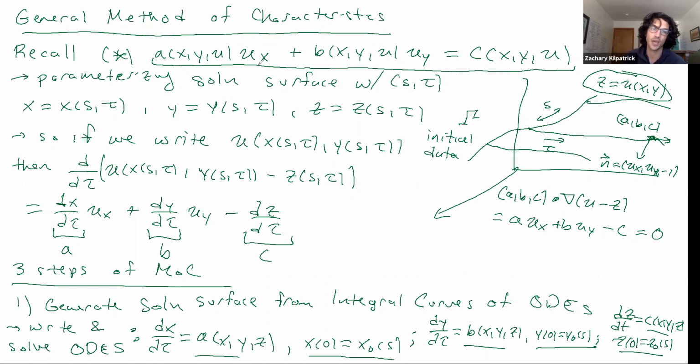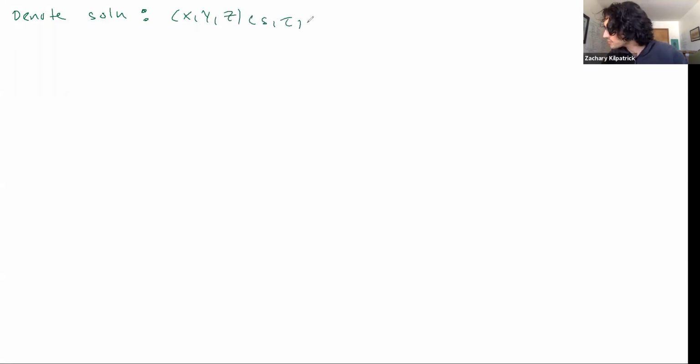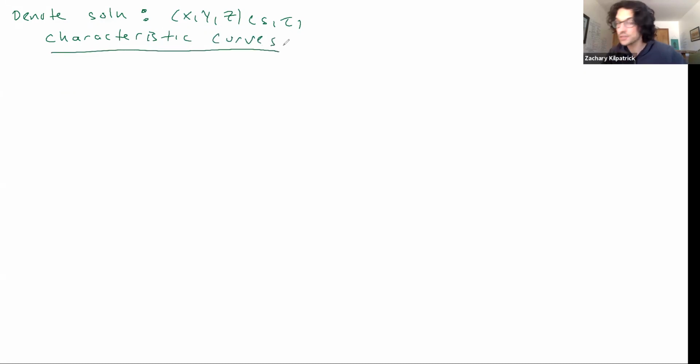And then you have to solve them, okay? And in general, I can't tell you how you would solve every single one. But essentially, you're going to have some solution that's given by x, y, z of s and tau, okay? And these are going to be your characteristic curves, okay? When I fix a particular value of s, that's going to be one of my characteristic curves, right?